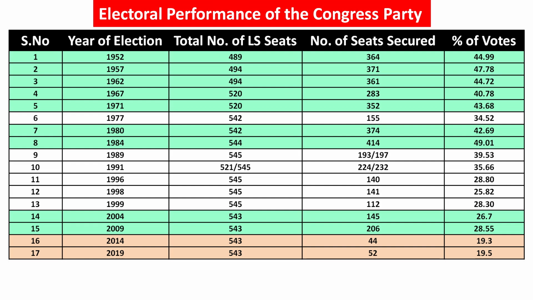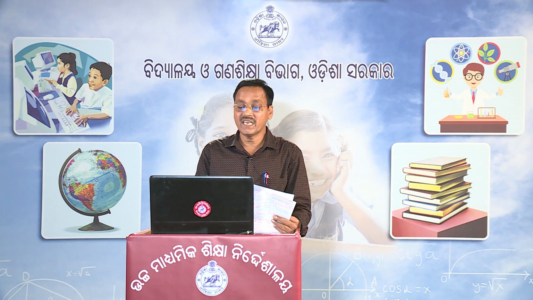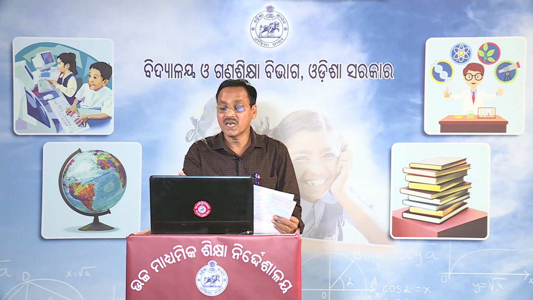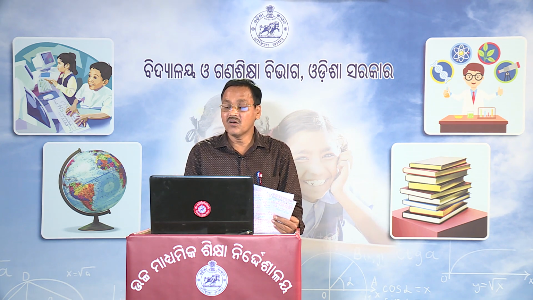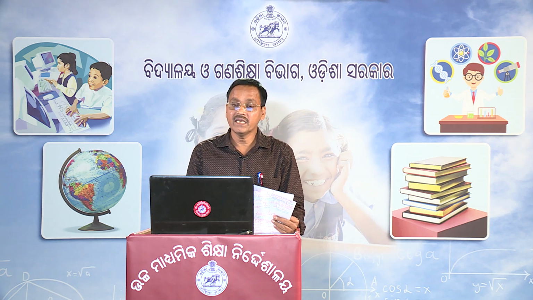In 1967 it got 283 seats out of 520, in 1971 352 seats, in 1977 155 seats, in 1980 374 seats, in 1984 414 seats. So, in the first phase of elections, the first 8 elections out of the 17 Lok Sabha elections, the Congress remained in power except in 1977. So, that is why it was a dominant political party, and when the Congress got 40% or more of the votes, it remained as a single dominant political party system in India.